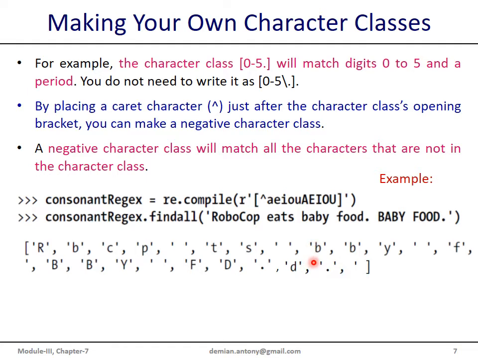And if you don't want to match the dot and space, then you have to put this dot and space in the square bracket. In that case, you will get only the consonants. This is how you can create a negative character class as a new regular expression character.